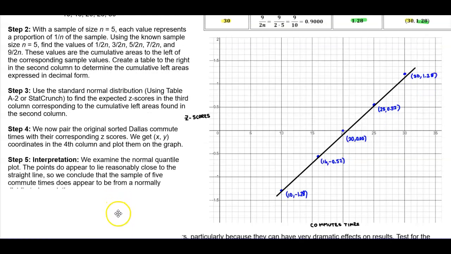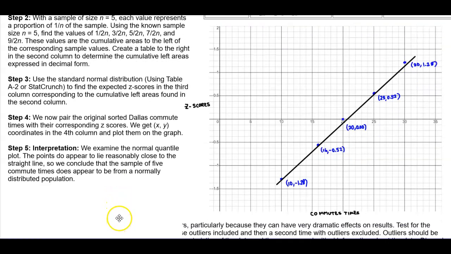So therefore, for step 5, the interpretation will be the following. We examine the normal quantile plot, and the points do appear to lie reasonably close to the straight line. So we conclude that the sample of 5 commute times does appear to be from a normally distributed population.